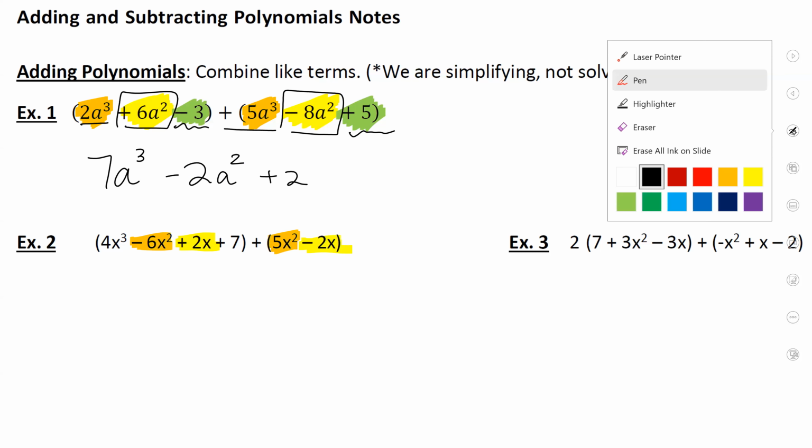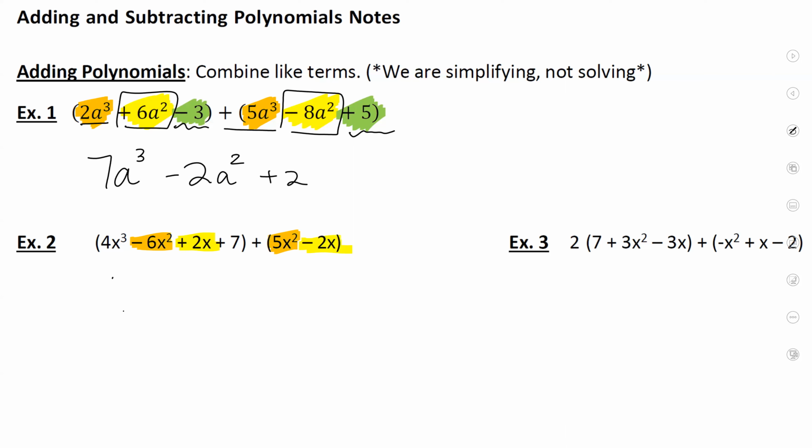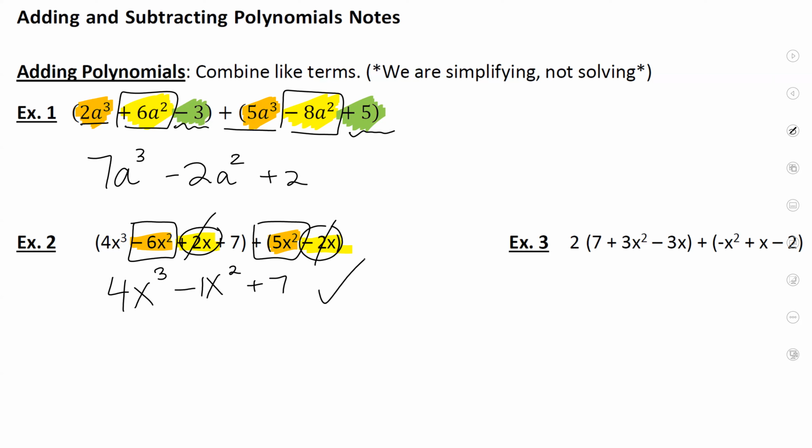So first will be the 4x cubed. Next, we have -6x squared plus 5x. What's -6 plus 5? Yes, -1. You can put the 1, you don't have to put the 1. I'll put it there just so you understand what we did. 2x minus 2x is what? 0. 2 minus 2 is 0. So those just canceled out. And then plus 7. So that's your answer.